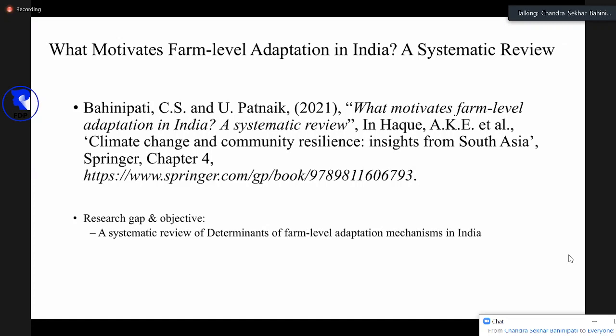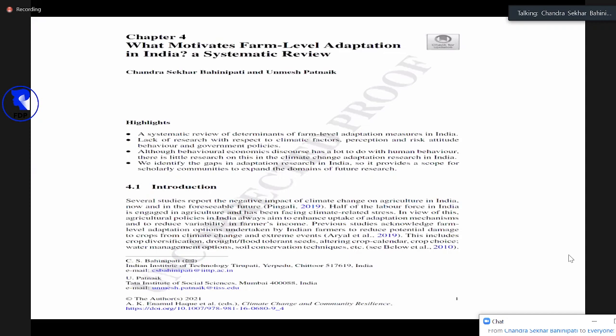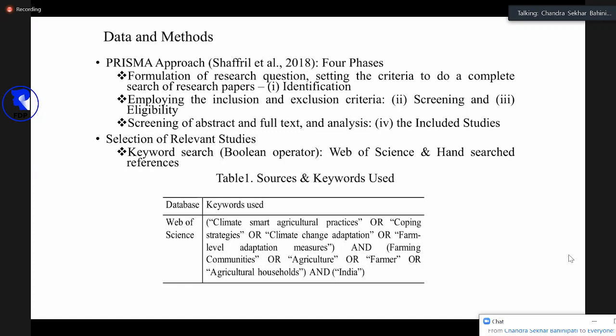So by doing this, see here what we have done, we have followed the same four principles and also the Boolean operator and the keywords we have selected here. Basically, we have searched only the database Web of Science here, not other databases. Then we have selected the climate smart agriculture practices, coping strategies, climate change adaptation, farm level adaptation measures, farming community, agriculture, farmer, household in India.